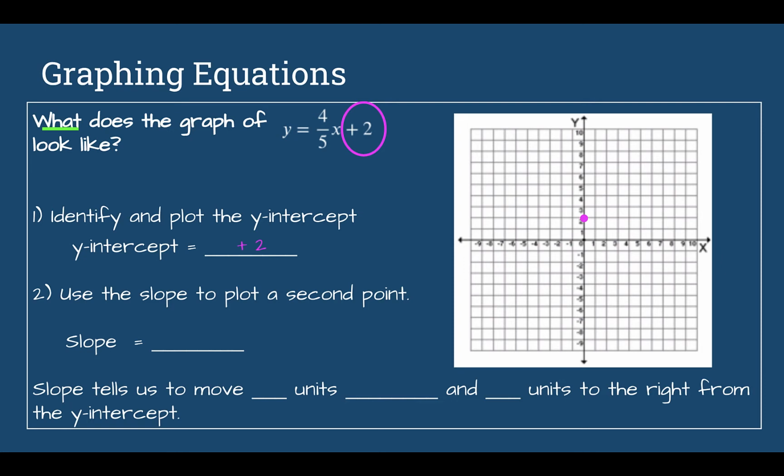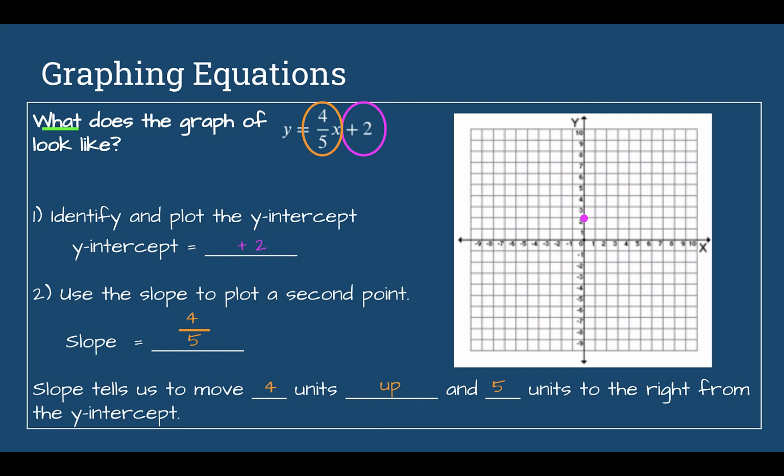Then we're going to use our slope to plot a second point. So the slope here is 4/5. Now if you think back to the previous lesson when we were identifying what the slope was from the graph, we counted how many spaces up and how many spaces over we moved to go from one point to the next. So if we think along that same line, the slope here is telling us that to go from one point to the next, we need to move 4 units up and 5 units to the right. The top number is positive, so it would be up, and then we're always moving to the right.